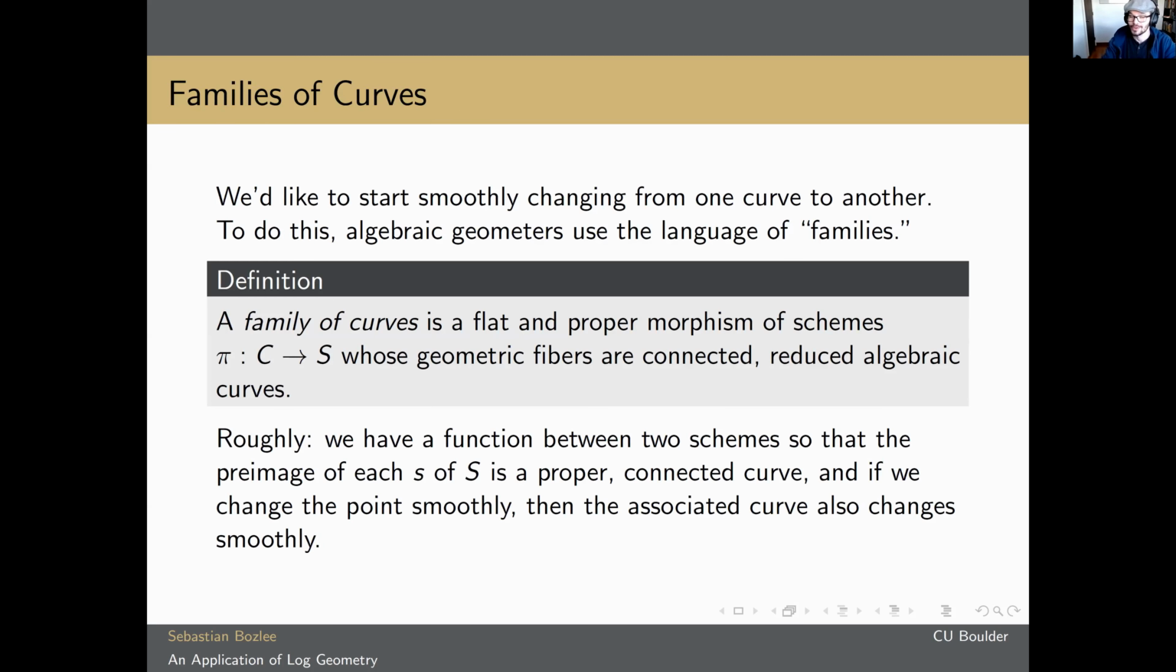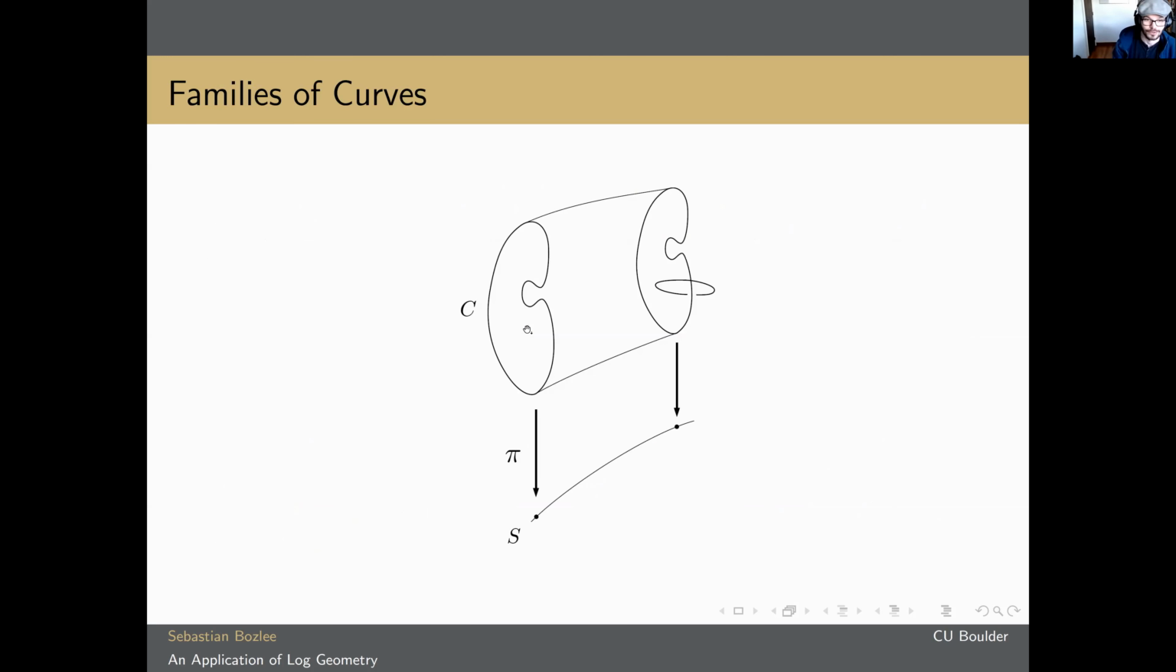So intuitively, roughly, what we have is a function between two schemes, and the preimage of each point is a curve. Then the flatness is sort of an algebraic condition that says that if we vary that point, the curve that we're looking at also varies in a smooth, nice way. I expect that's still a bit abstract if we're new to this.